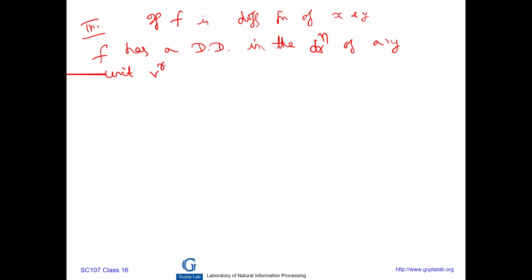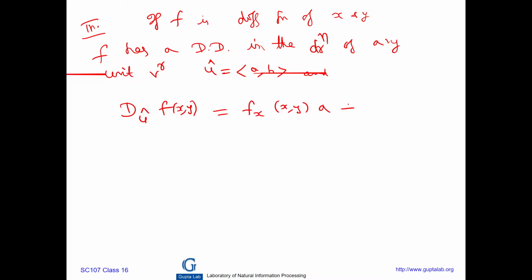Vr means vector. Later, don't wonder where this was written from. Let u is equal to a comma b. So basically f has a directional derivative, and this value is given by D_u f of x comma y is equal to f_x a plus f_y b. We had seen the limit earlier, but now this is the actual expression, and we are going to use that.